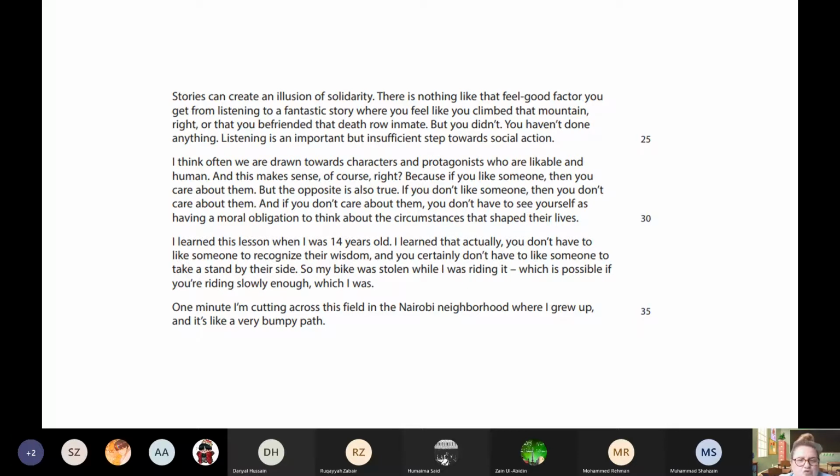I think we're often drawn towards characters and protagonists who are likeable and human. And this makes sense, of course, right? Because if you like someone, then you care about them. But the opposite is also true. If you don't like someone, then you don't care about them. And if you don't care about them, you don't have to see yourself as having a moral obligation to think about the circumstances that shape their lives. I learned this lesson when I was 14 years old. I learned that actually you don't have to like someone to recognise their wisdom. And you certainly don't have to like someone to take a stand by their side.